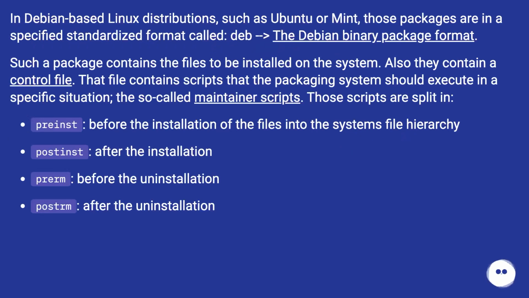In Debian-based Linux distributions, such as Ubuntu or Mint, those packages are in a specified standardized format called deb, the Debian binary package format. Such a package contains the files to be installed on the system. Also, they contain a control file. That file contains scripts that the packaging system should execute in a specific situation, the so-called maintainer scripts. Those scripts are split into preinst, before the installation of the files into the system's file hierarchy; postinst, after the installation; prerm, before the uninstallation; postrm, after the uninstallation.